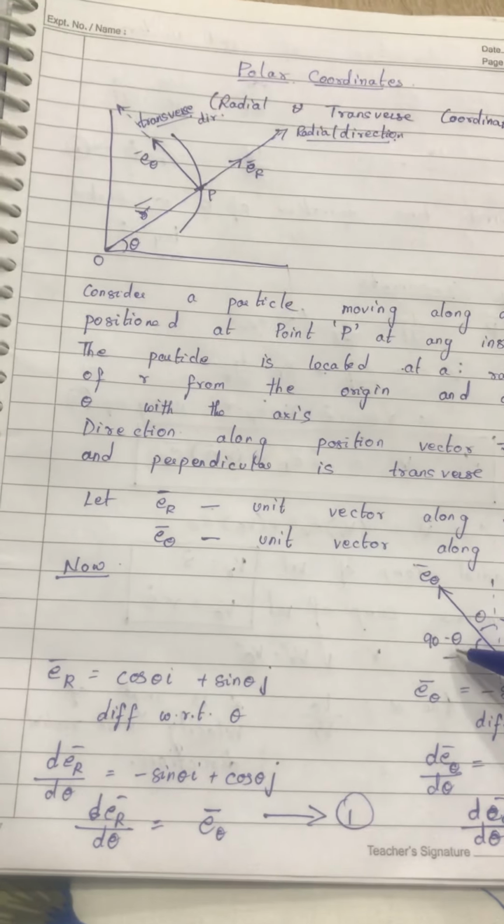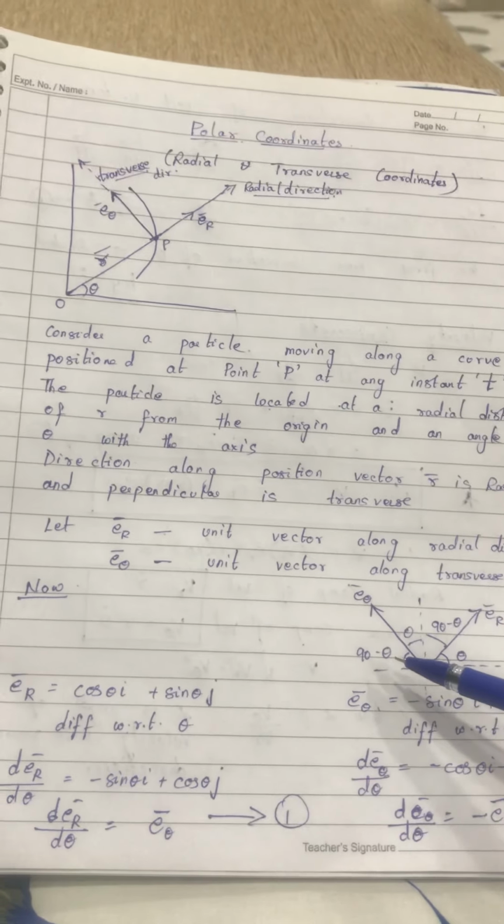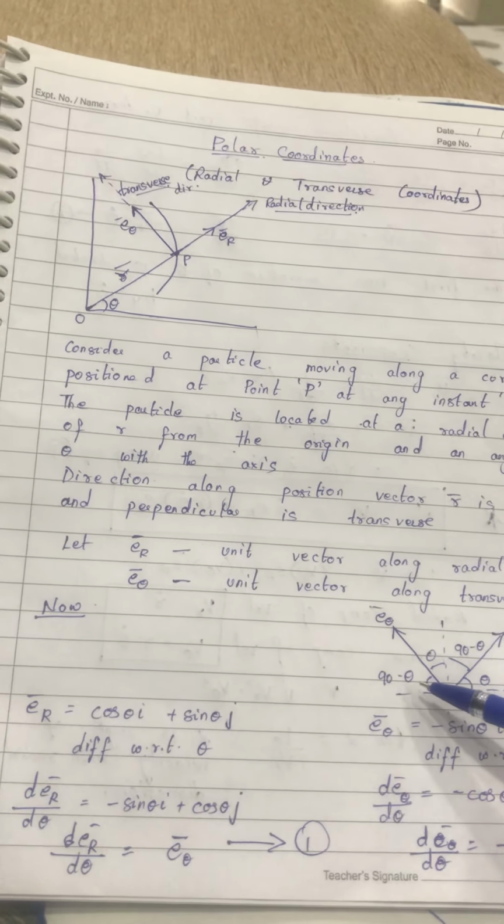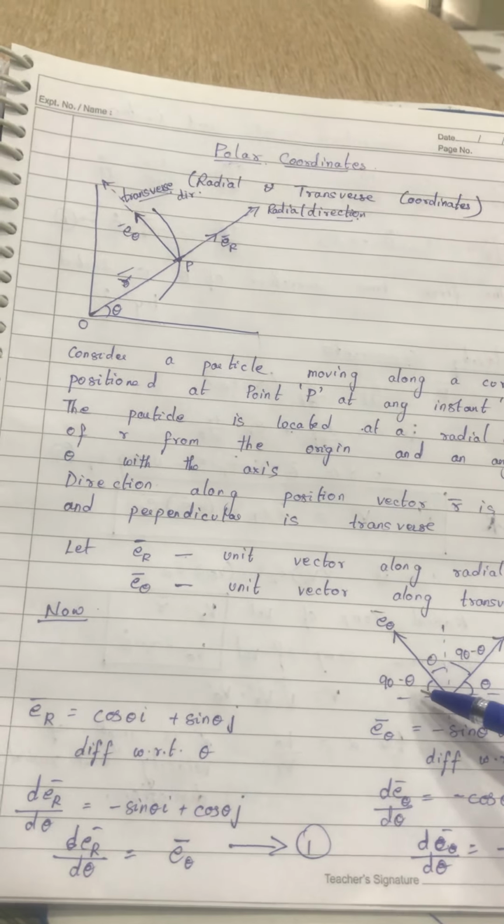So we'll derive an expression for the velocity of a particle along the radial and transverse directions, and the acceleration along the radial and transverse directions. To begin with, I can write e_r in vector form as cos theta i plus sin theta j. Similarly, e_theta can be written as minus sin theta i plus cos theta j.